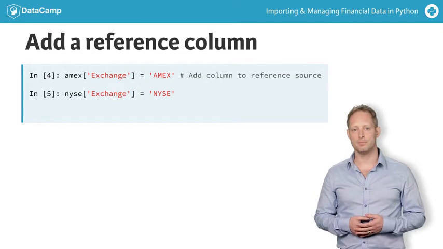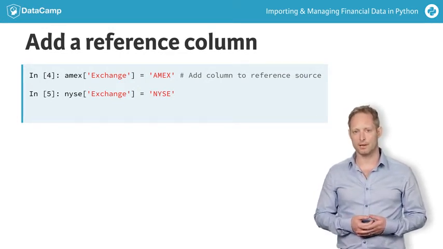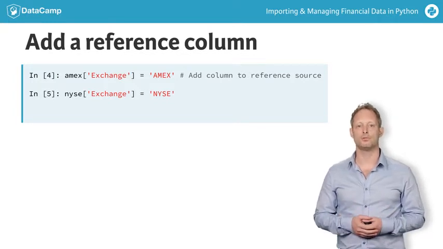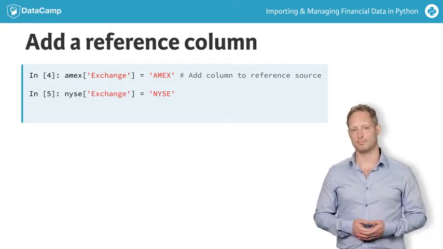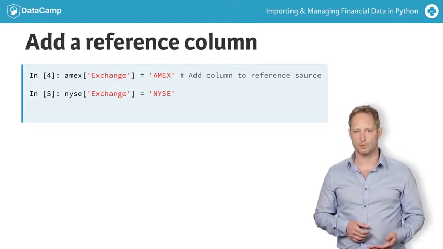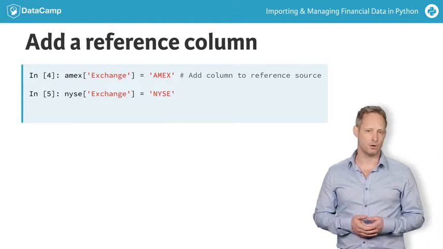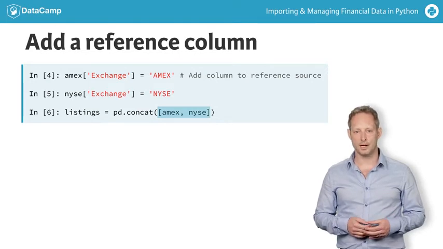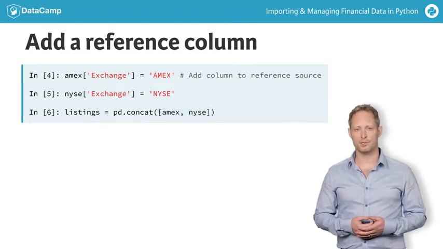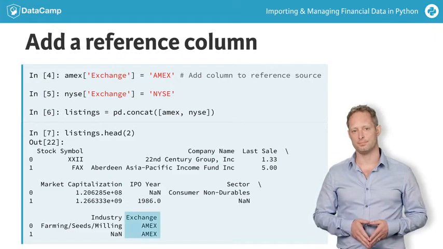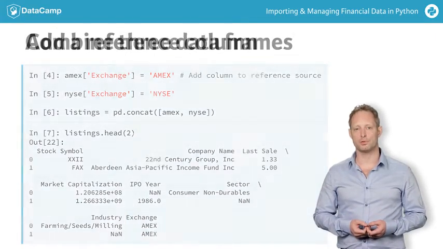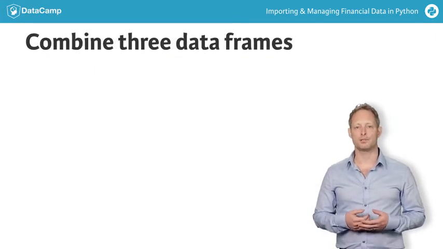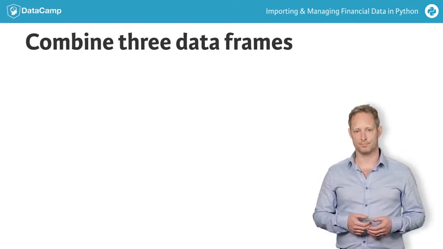Creating a new column is similar to selecting a column. Just use square brackets with the name you would like to use and assign a value to the new column, like the name of the exchange. Pandas will make sure that this value propagates across all the rows. This feature is also called broadcasting. You then use pd.concat with the new data frames, and you will notice that the additional column appears in the combined version. Let's now automate this process of reading and combining the exchange listing data with a for loop.